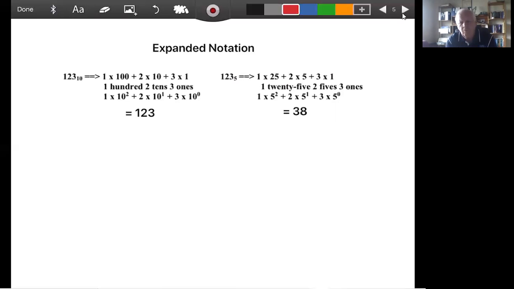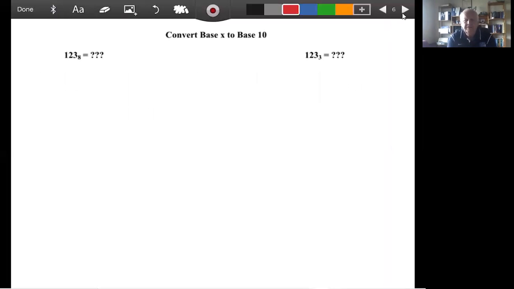So it cannot be pronounced like that. So you have 1 25, 2 5s, and 3 1s. Well, 25 plus 2 5s, which is 10, so 25 plus 10 is 35, plus 3 1s is 38. So 123 base 10 is 123, and 1, 2, 3 base 5 is 38 in base 10. Now, that's how we expand them out using the powers of 10 or the powers of 5 in the nomenclature of place values.